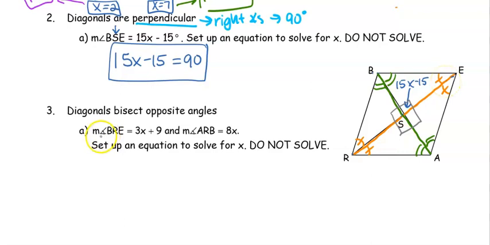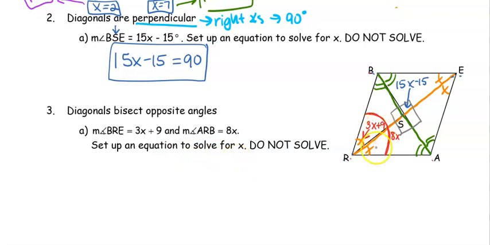Those 4 angles are the same. So that the measure of angle BRE, so BRE, if this angle right here is 3x plus 9, and ARB, all right, so now we're looking at this big angle, is 8x. Set up an equation to solve for x. Do not solve.